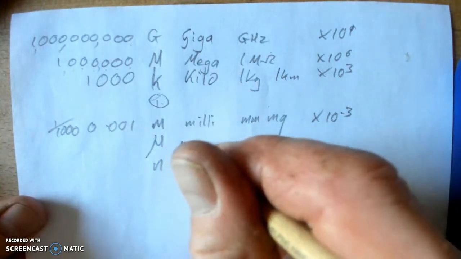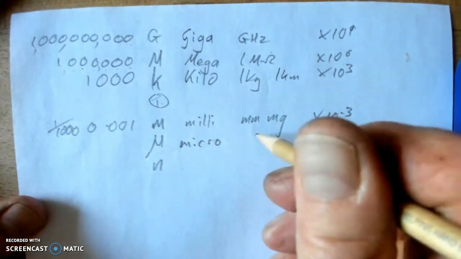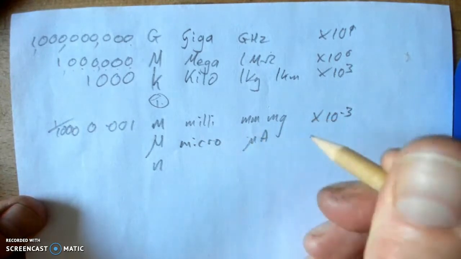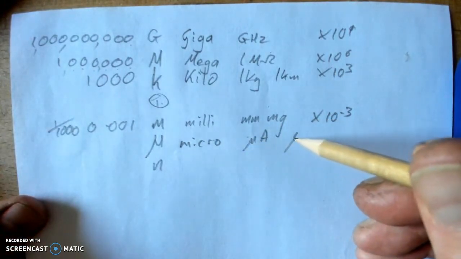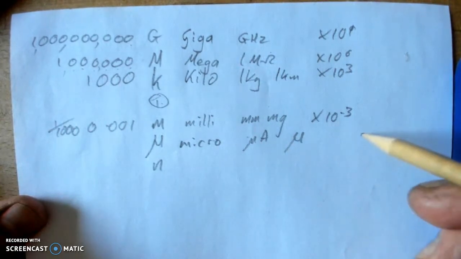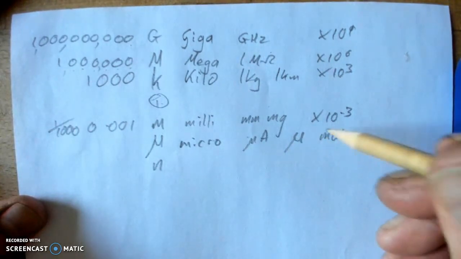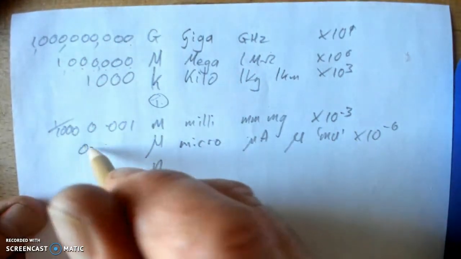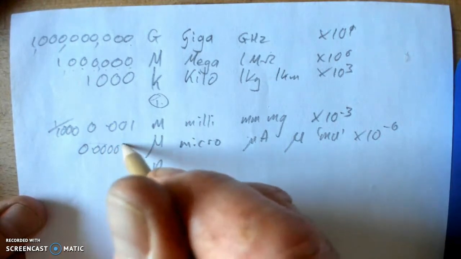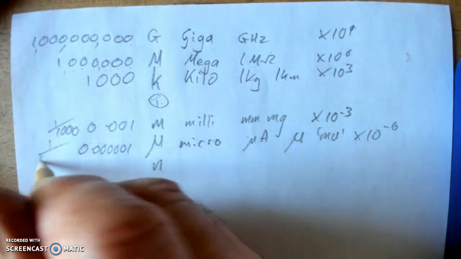Micro might be a microamp. And the way you draw the micro starts at the bottom, goes up, and then becomes a U. So it's the Greek symbol mu, and that's times 10 to the power minus 6, or 0.000001, or a millionth.